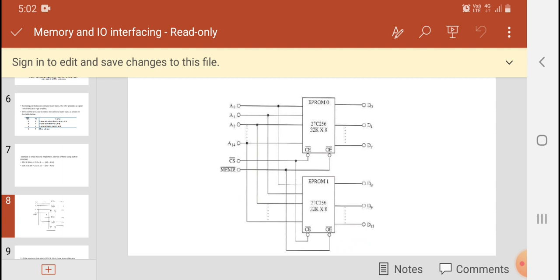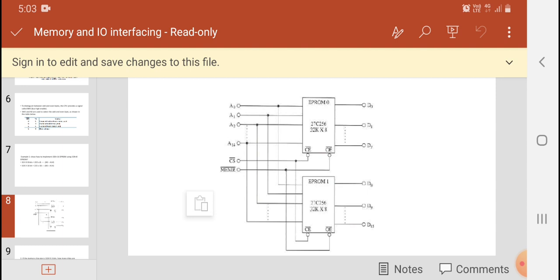Assume that 15 address lines are going to be used, so A0 to A15, and the same A0 to A15 must be given to the lower EEPROM also. After the address lines, two control signals: CE and OE. CE stands for chip enable, OE for output enable. Output enable is also called read.